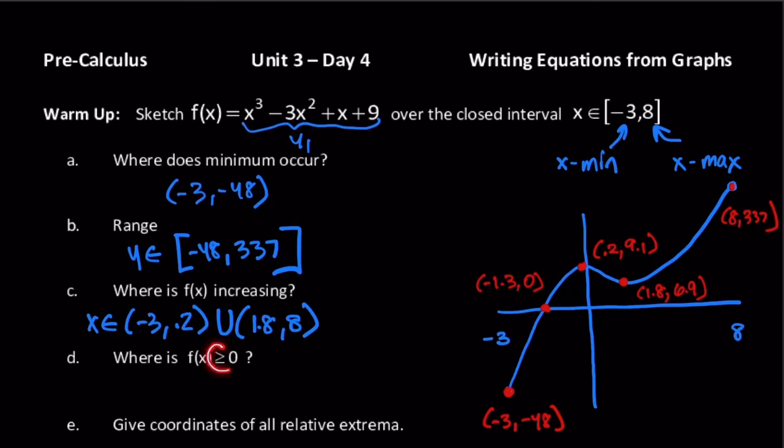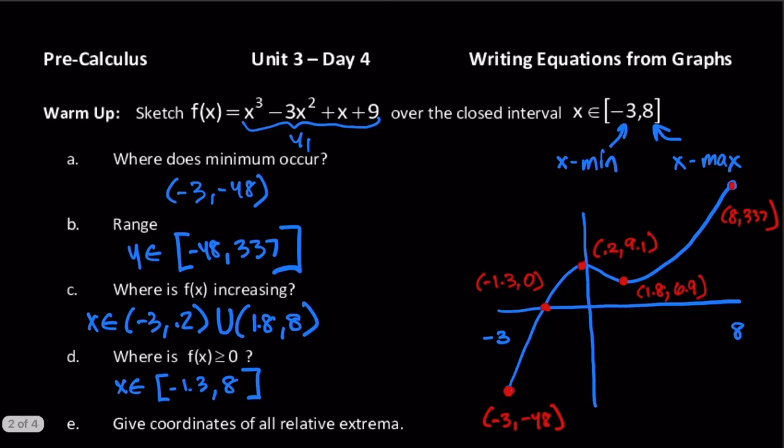Where is f of x greater than or equal to 0? So that means above or on the x-axis. Above or on, that's on, and all of this stuff is above. So that's going to be from negative 1.3 to 8. X is an element of bracket, negative 1.3, comma 8, with another bracket.